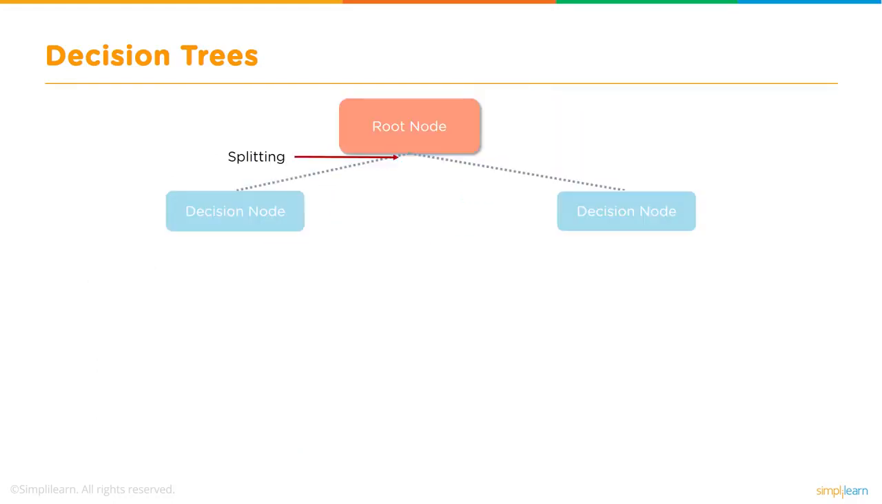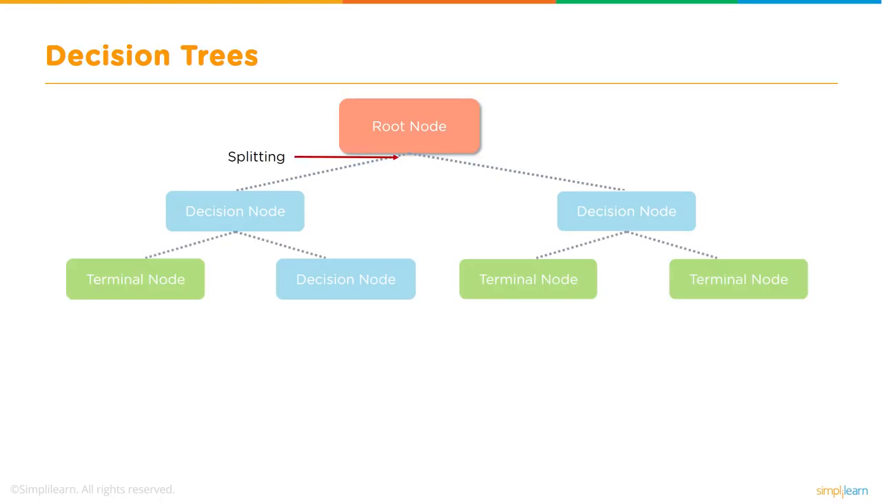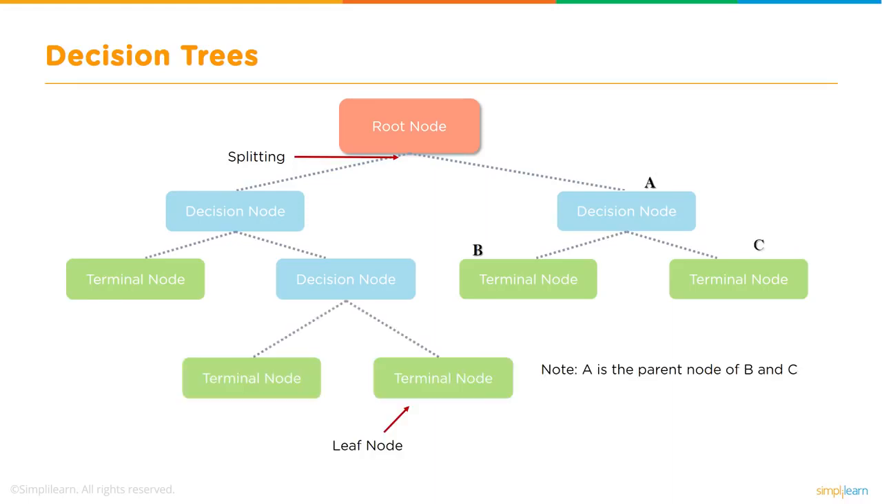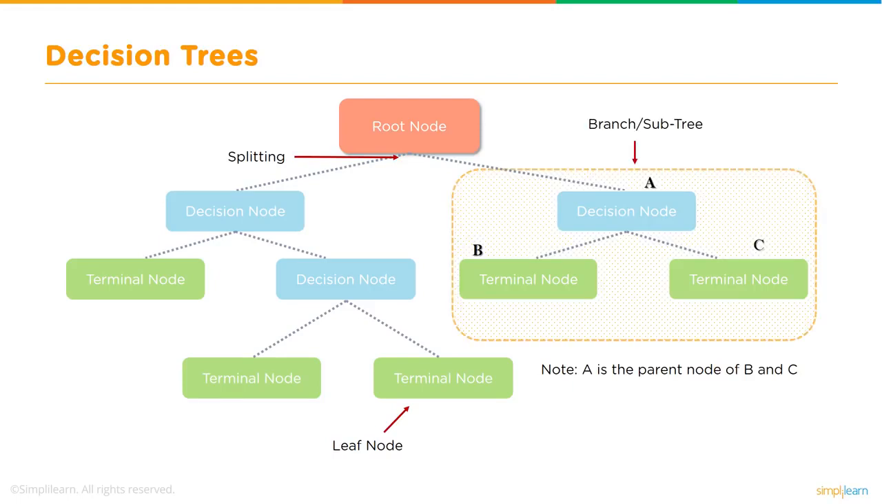We have our root node, we have a splitting, we have decision node, and then those split into terminal node, decision node, terminal node, terminal node. And each decision node continues to split until it ends in a terminal node. Note, A is the parent node of B and C. Also note we call the terminal nodes leaf nodes. You can also see that we have a branch or a subtree. So when you have a split, everything under that split under one side is called a subtree.